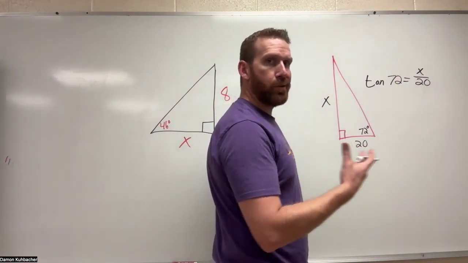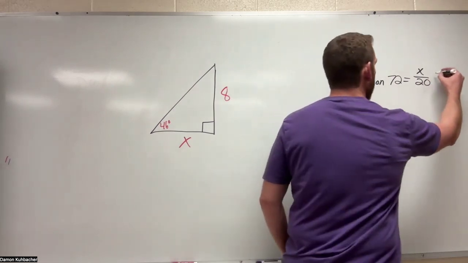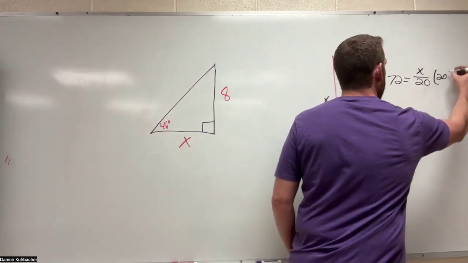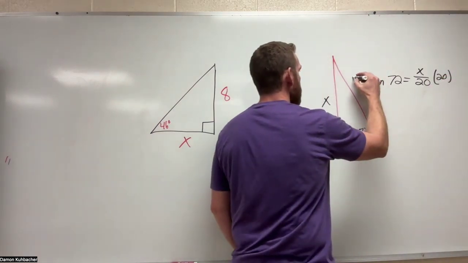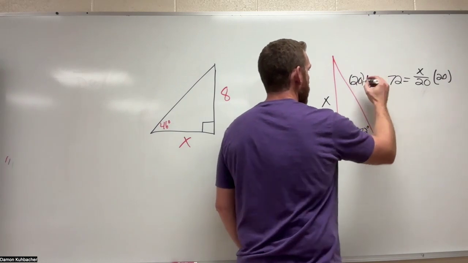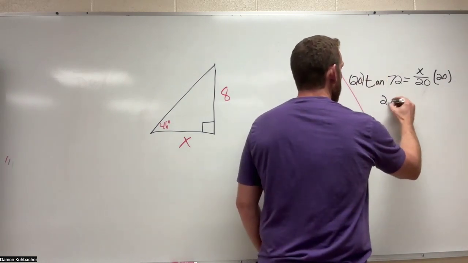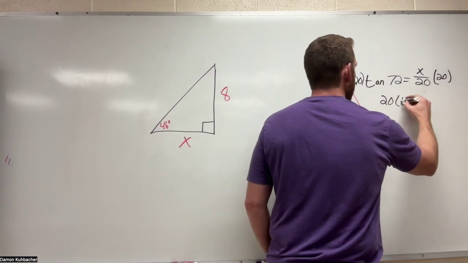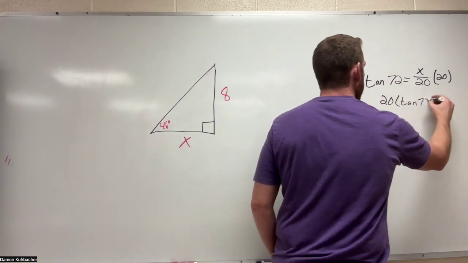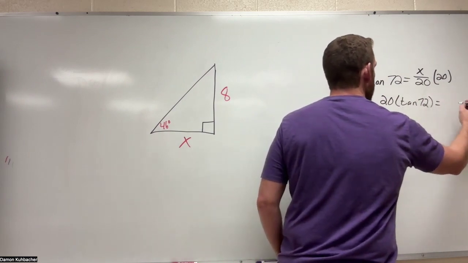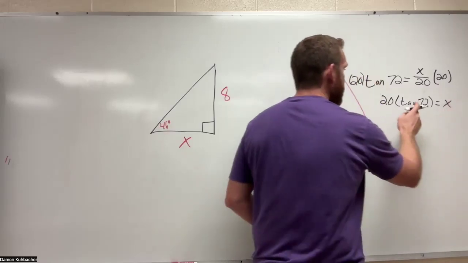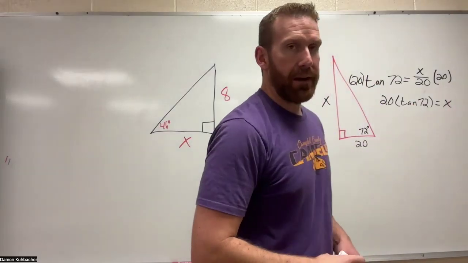What are we going to do? We're going to do the opposite to undo that. So I'm going to multiply by 20. Whatever I do to one side, I have to do to the other. So now I have 20 times the tangent of 72 equals x. And that's just what I'm going to punch into my calculator.